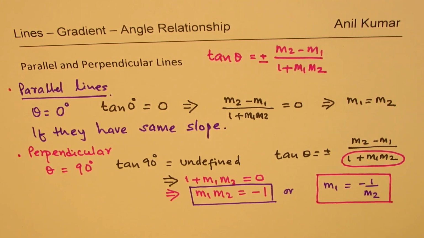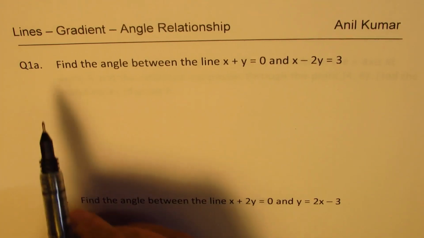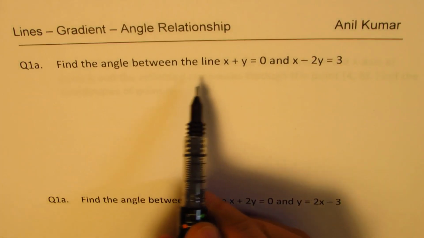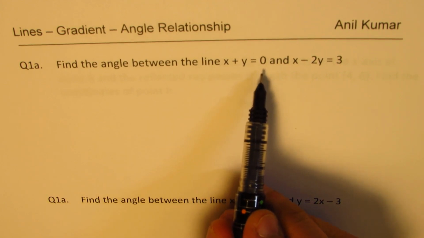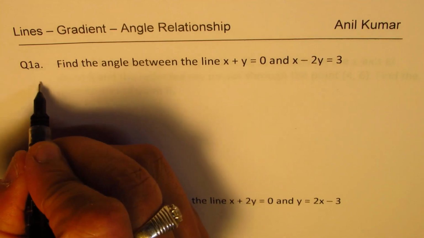So from here we could actually find the condition for the lines being parallel or perpendicular. So I hope you find it interesting. Now let's move on and take some examples based on the concepts we have just learned. Question number 1 here is: find the angle between the lines x plus y equals 0 and x minus 2y equals 3. So we are given two lines.